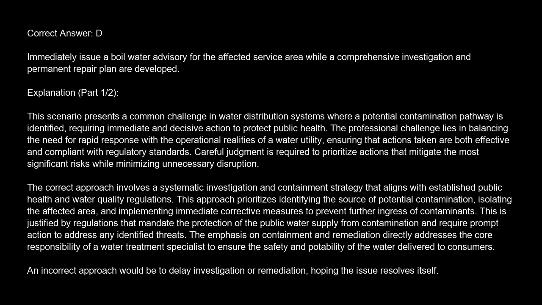This approach prioritizes identifying the source of potential contamination, isolating the affected area, and implementing immediate corrective measures to prevent further ingress of contaminants. This is justified by regulations that mandate the protection of the public water supply from contamination and require prompt action to address any identified threats. The emphasis on containment and remediation directly addresses the core responsibility of a water treatment specialist to ensure the safety and potability of the water delivered to consumers.